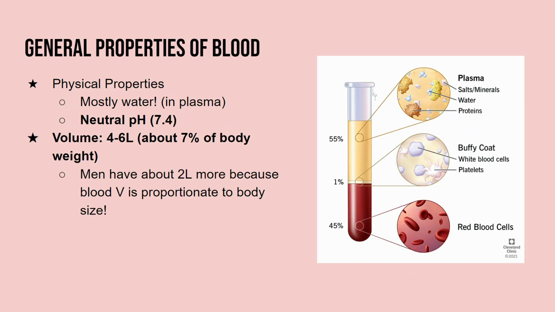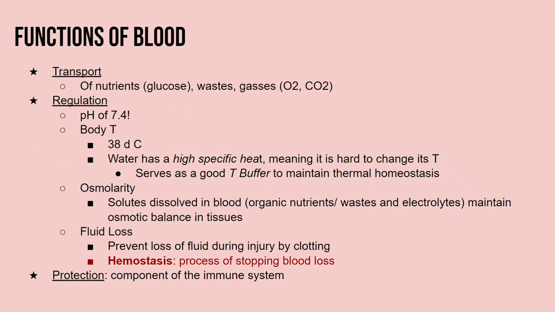Some general properties. It's mostly water, as we'll see in the breakdown in the plasma. It has a neutral pH of 7.4. Volume of 4 to 6 liters, which is 7% of body weight. And then men have 2 liters more because blood volume is proportionate to body size. Just to note, I'm very general right now, but I will get more specific as we go on.